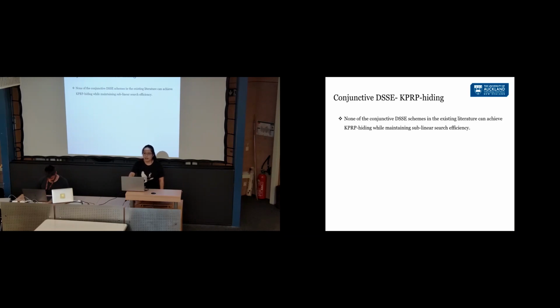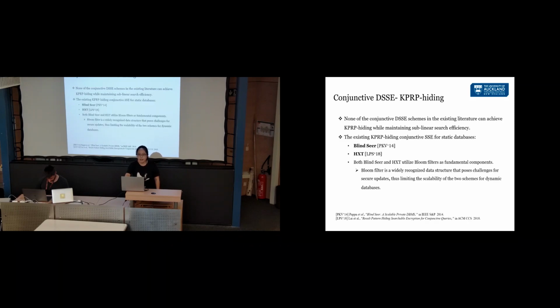However, none of the conjunctive DSSE in the existing literature can achieve keyword pair result pattern hiding while achieving sublinear search efficiency. There are 2 previous works, Brandsteer and its XT, that can achieve keyword pair result hiding in static databases, but they all utilize static structures and cannot be extended to support updates.